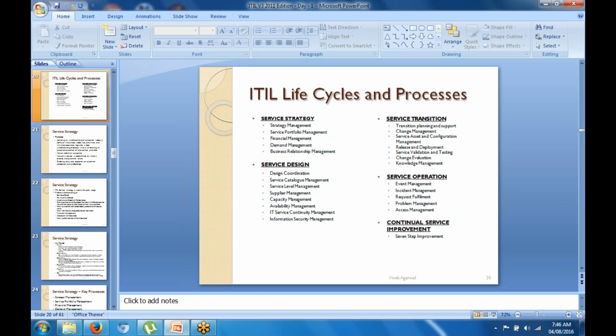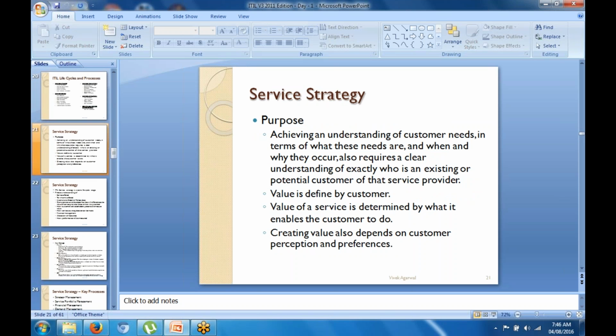Each process. Now what is the purpose of this process? Achieving an understanding of customer needs in terms of what these needs are, when and why they occur also requires a clear understanding of exactly who is an existing or potential customer of that service provider.